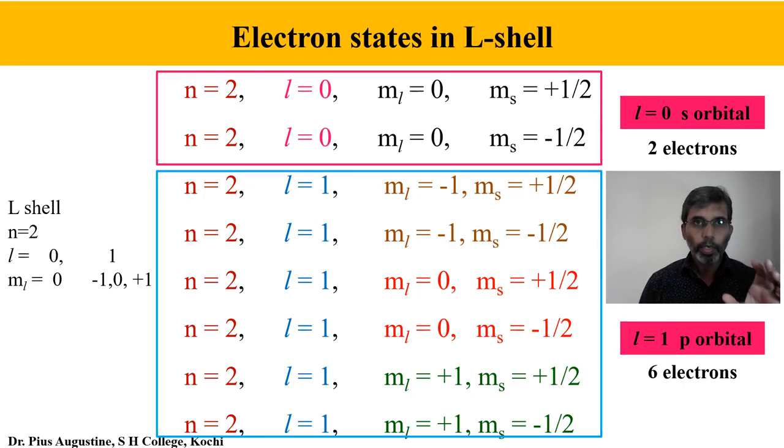So 2 quantum states are associated with s subshell of L shell and 6 quantum states are associated with p subshell of L shell. So a total of 8 electrons can be accommodated in L shell, or there are 8 electron states available in L shell, which are shown in the slide.